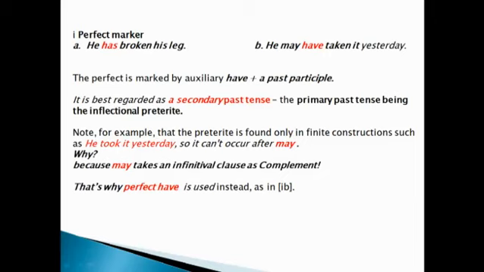And as a perfect marker, it is marked by the auxiliary have and the past participle, as I said. So it is best regarded as a secondary past tense, the primary past tense being the inflectional preterite. Note, for example, that the preterite is found only in finite constructions such as he took it yesterday, so it can't occur after may. And why? Because may takes an infinitival clause complement. That's why perfect have is used instead, as in 1b: he may have taken it yesterday.